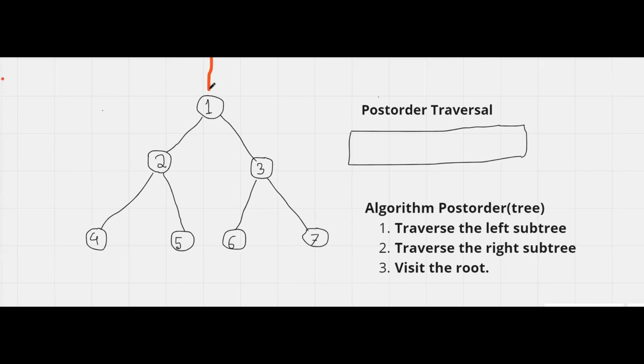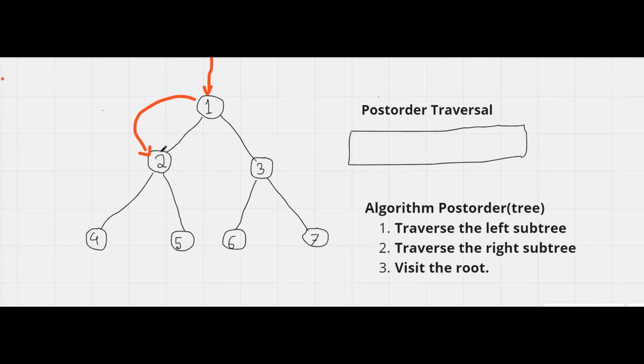At first, we are at root 1, but we cannot process root 1. Or we can say that we cannot insert the value 1 into the post-order traversal vector. Why? Because according to the algorithm, we can process a node if and only if its left subtree and right subtree are processed. Without traversing the left and right subtrees, we cannot process a node. So according to the algorithm, we have to move on to node 2 from node 1.